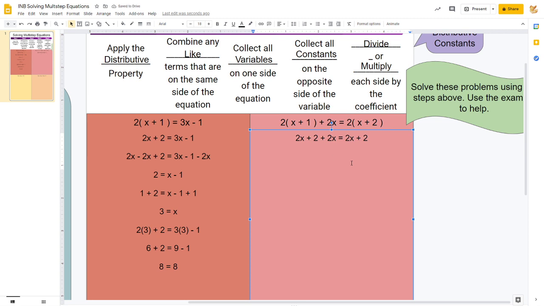Okay, so now we combine like terms. Like terms would be including these two 2x's next to each other. So 2x plus 2x equals 4x. And then everything else is the same because I can't combine anything else. Okay, so my next step, step 3, is collect the variables on one side. I'm going to get rid of the 2x just because it is easier to deal with positive numbers than it is negative. So I'm going to do minus 2x on both sides.